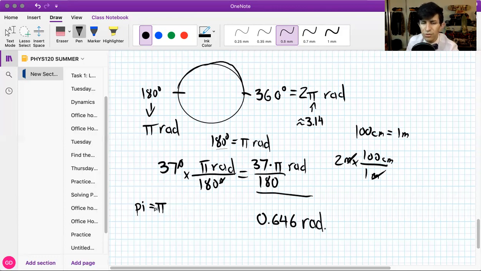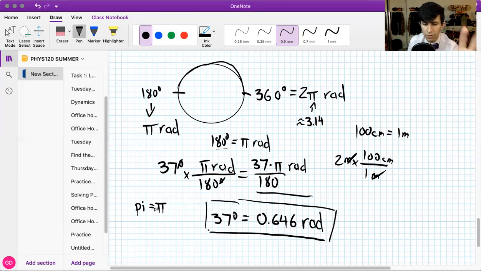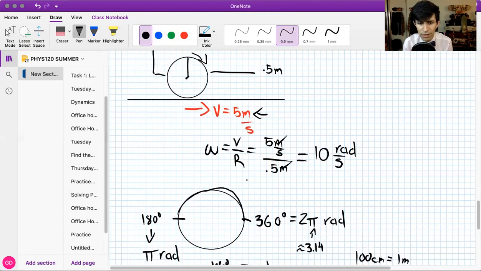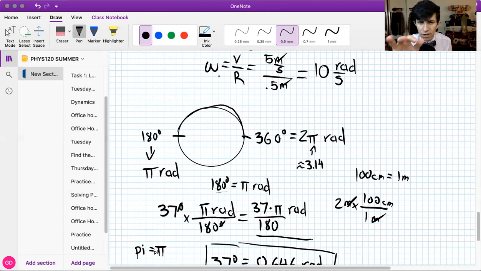It's not as easy to conceptualize this, right? But we know that 37 degrees is equal to that in radians. So there. Utilize this information to understand how to convert from degrees to radians. And now I used this segue to get us here, but we still haven't finished talking about angular situations.